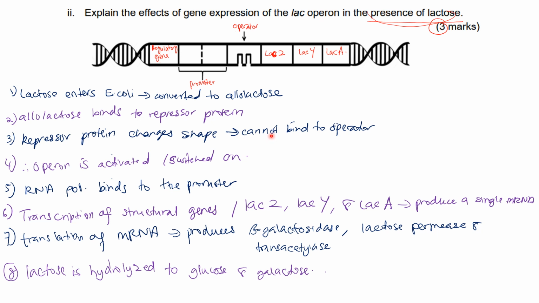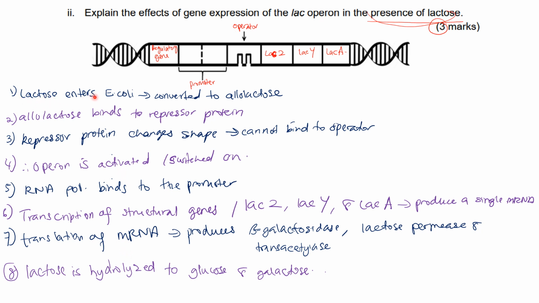The function of this enzyme is to hydrolyze lactose into glucose and galactose. As for the lacY gene, it is to synthesize the enzyme lactose permease, that allows lactose to enter into the bacterial cell. And the lacA gene is to synthesize the enzyme transacetylase. So that is in the presence of lactose. So for the 3 marks, you can write any of the events in the sequence that occurs, which I've already explained.